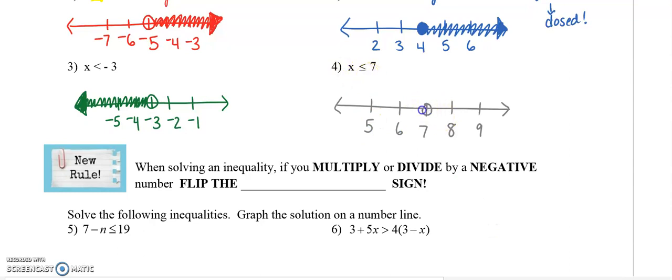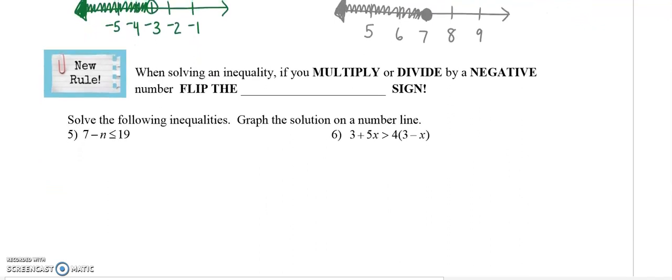Since it's equal to, we're going to put a closed dot at 7, and then less than is to the left, so I'm going to shade to the left. Some of you might like doing the shading part above, and that's fine as long as your teacher can clearly see which way we're shading.